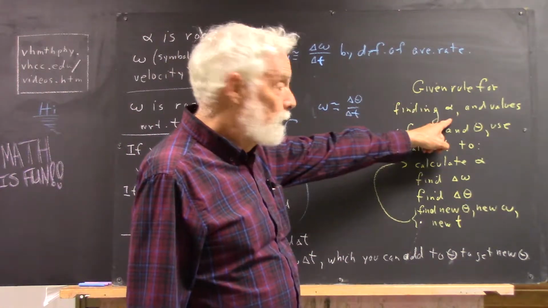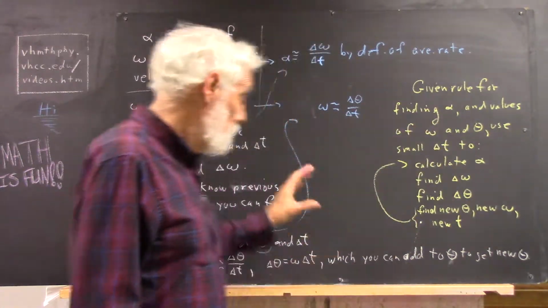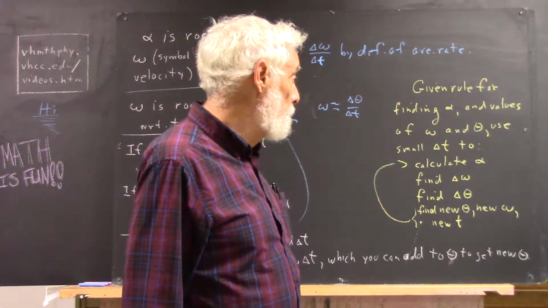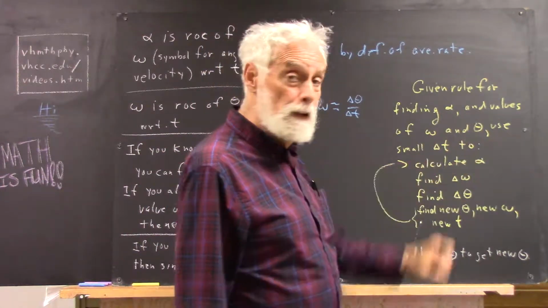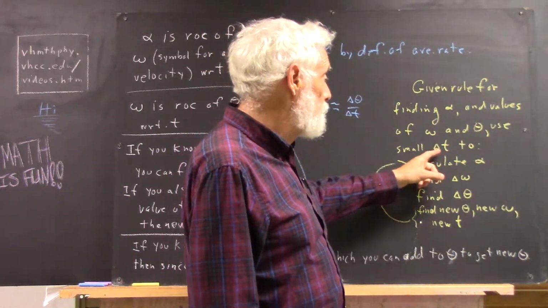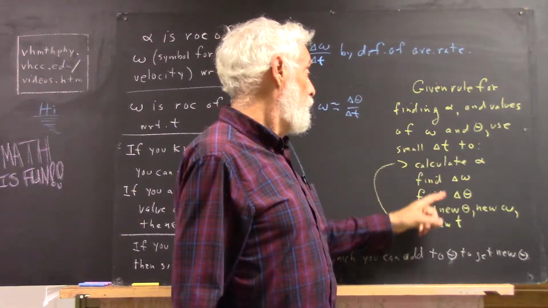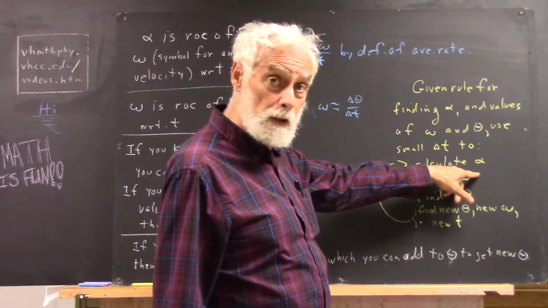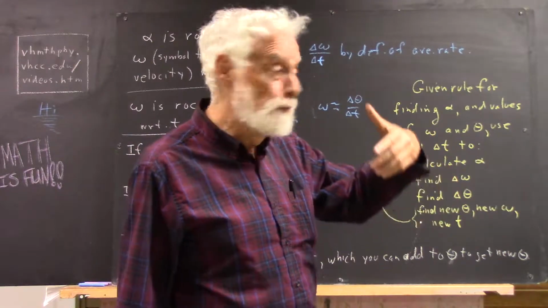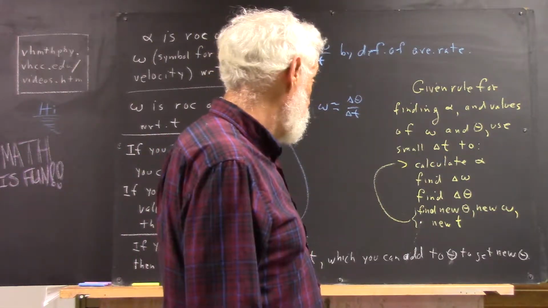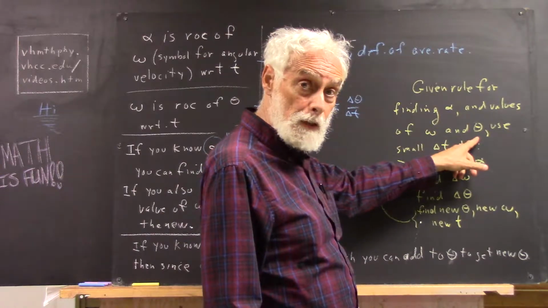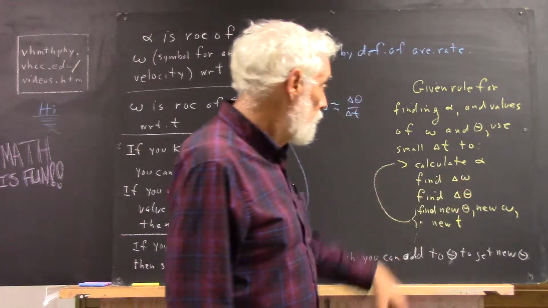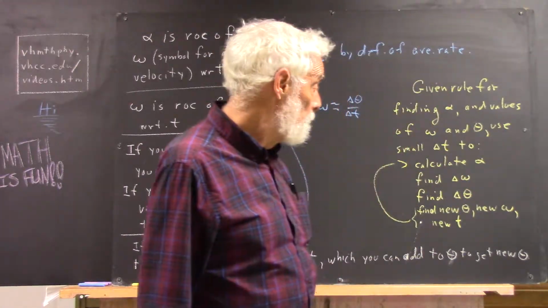Okay, if you have a rule for finding alpha, which is something we assume from the context of this discussion, and you know your values of omega and theta, what can you do? You can use a small time increment delta t, calculate alpha. Now you don't need the delta t to calculate alpha. In this case, the rule was just alpha equals negative 300 cosine theta. So you know theta, you plug that in, cosine of theta multiplied by 300, and you've got alpha. So we can calculate alpha just from the rule for finding alpha.